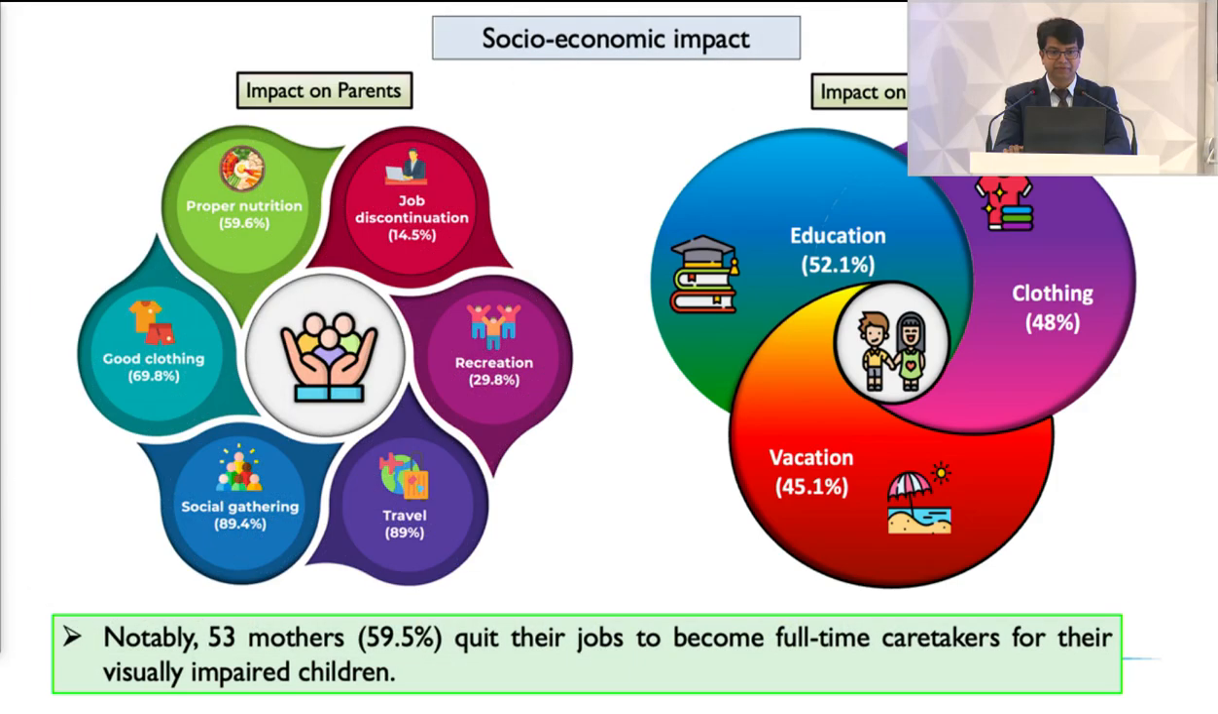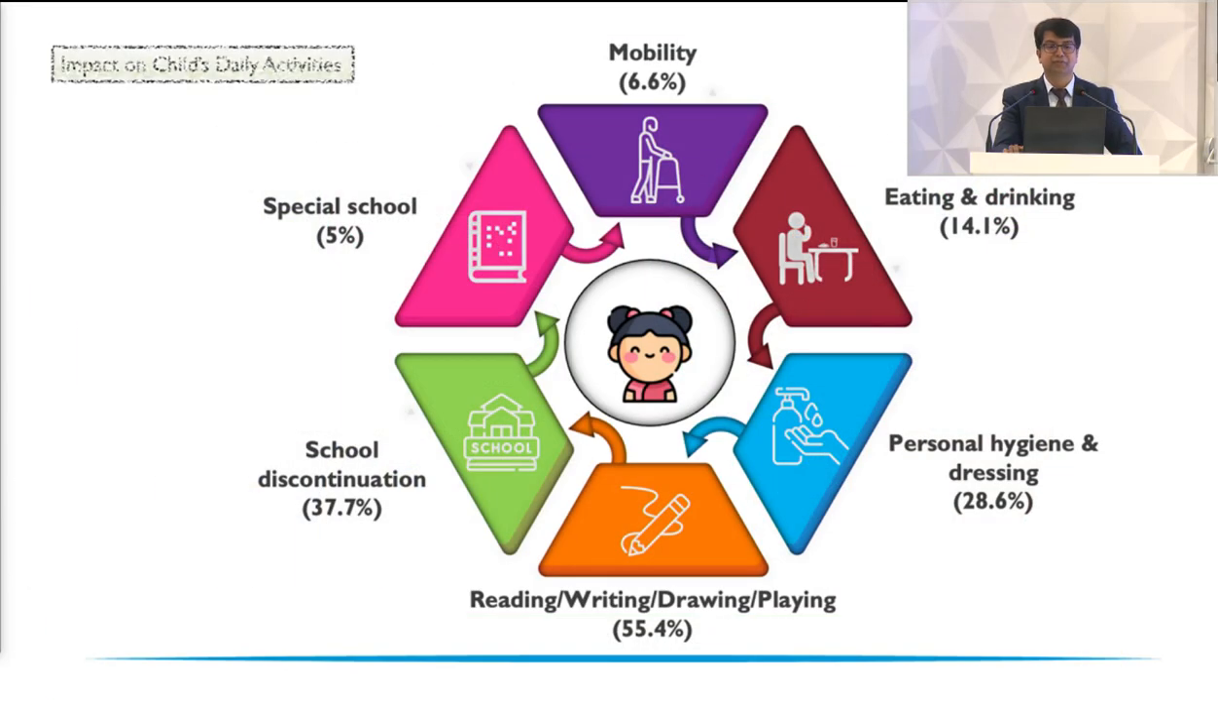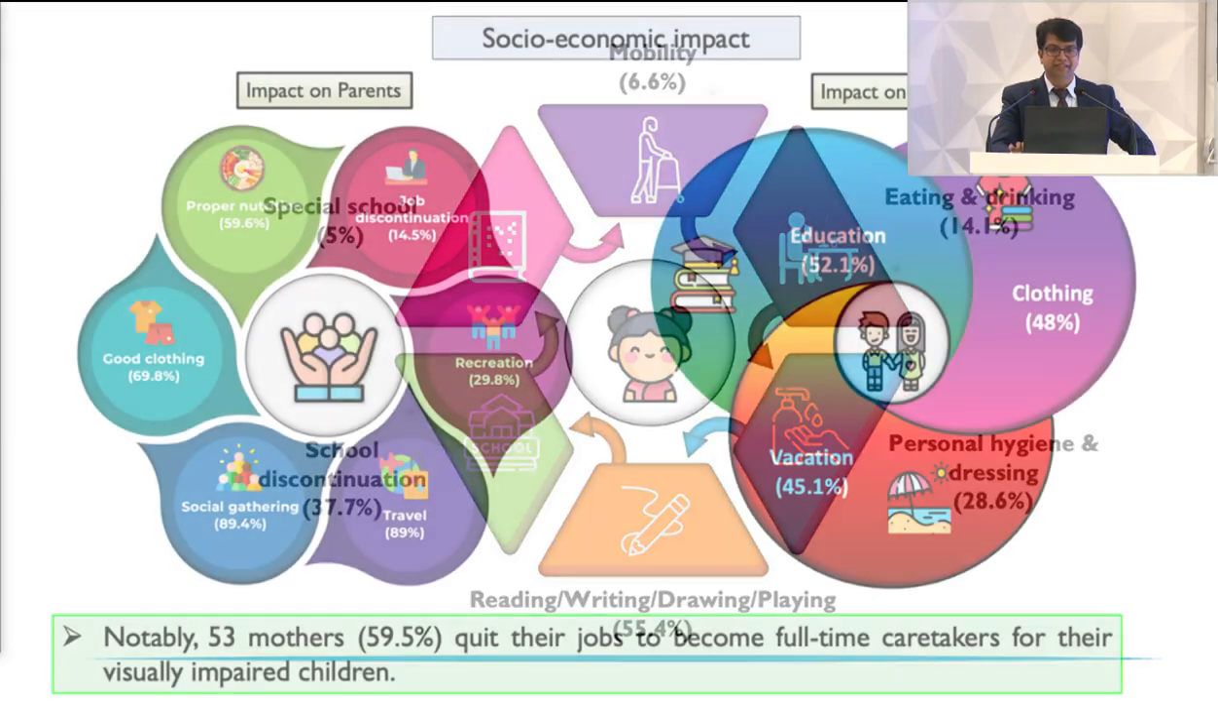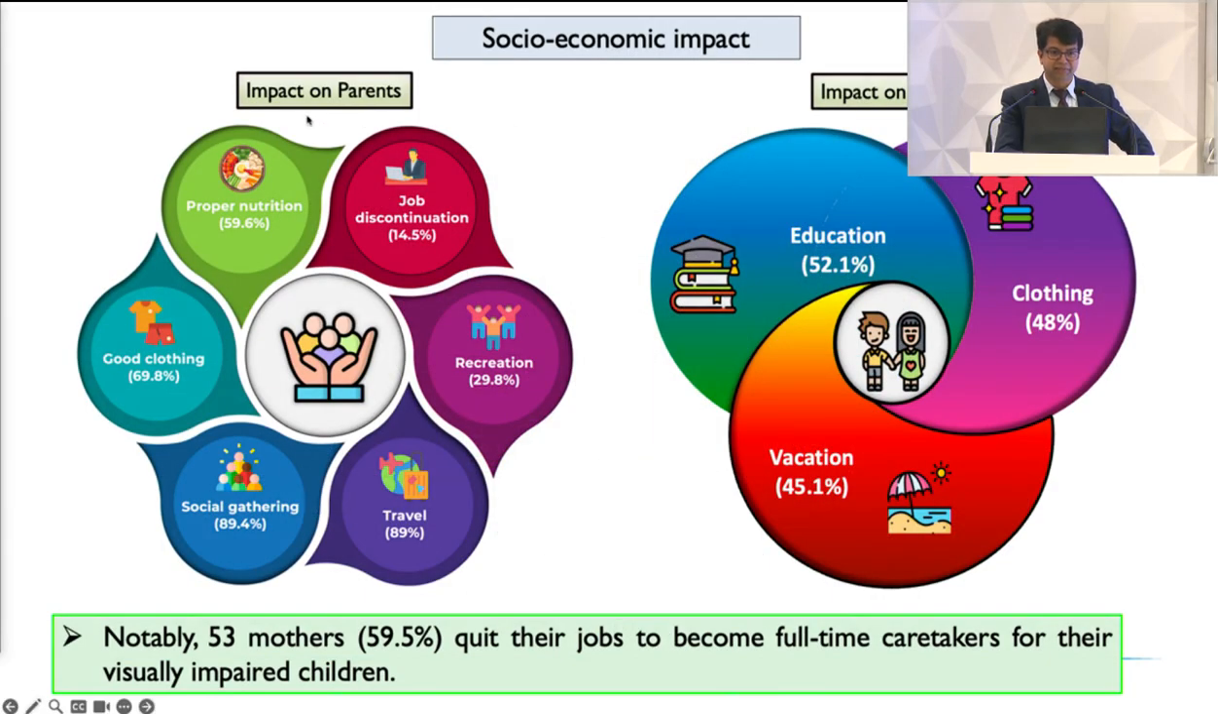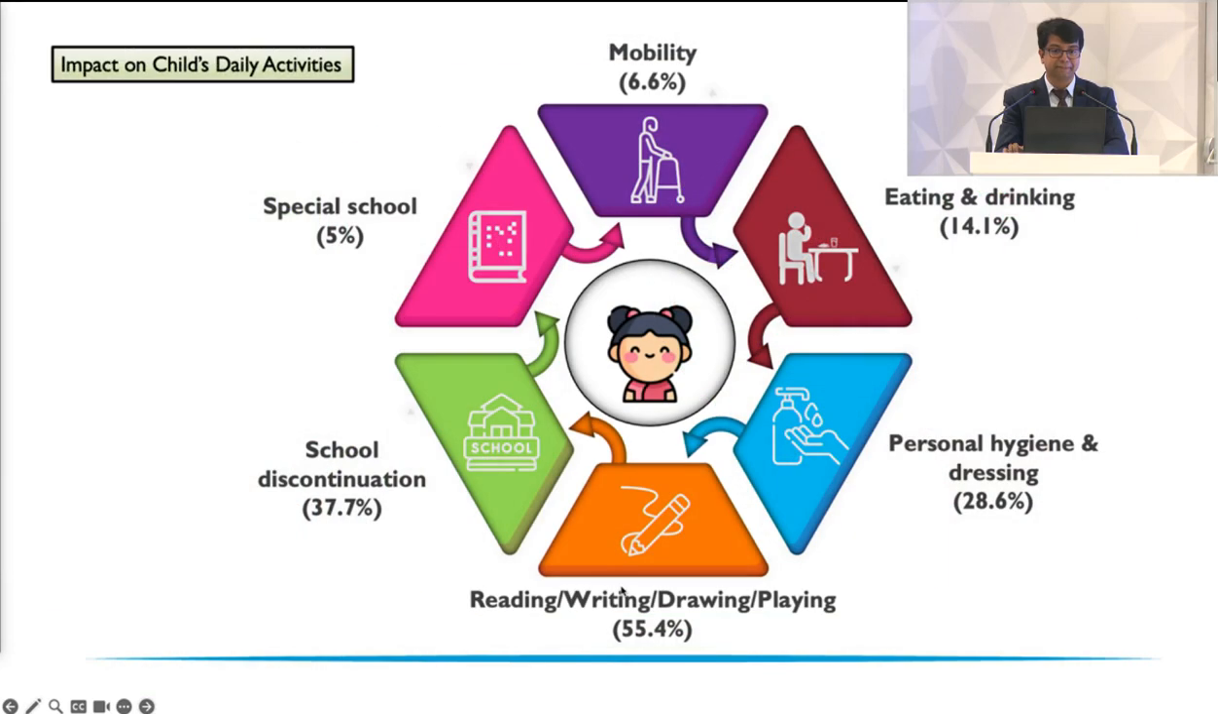Nearly, as I said, 2/3 of the families are lower socioeconomic. It not only affects the child in terms of education, clothing, vacation, but also the family. The family has to forego all the recreation, better food, social gatherings, and proper nutrition. It does impact the other siblings as well. And it is one of the noteworthy findings: 60% of these mothers have to quit their job to become a full-time child caretaker in all these cases which had a keratoplasty.